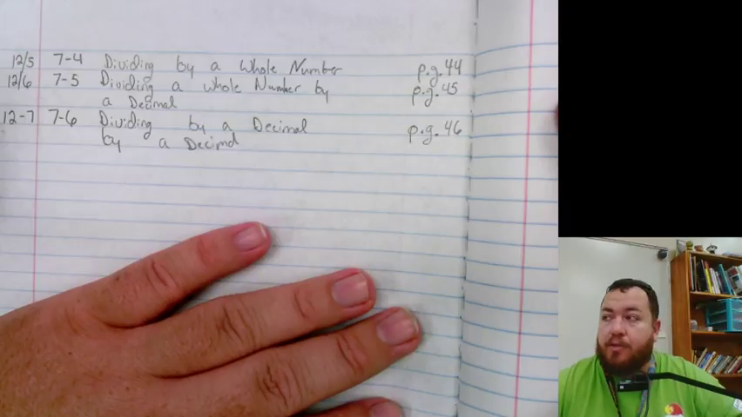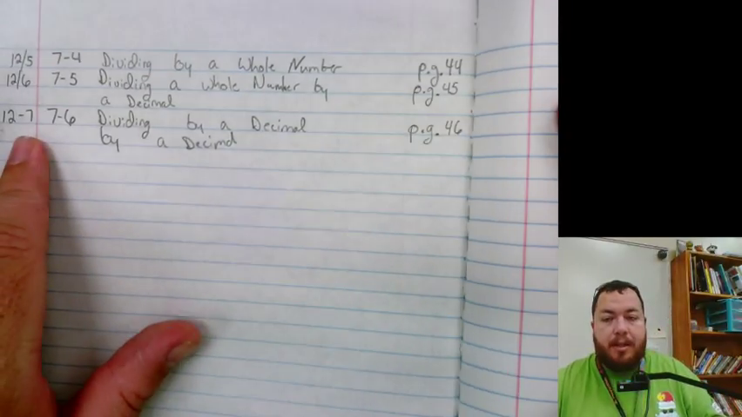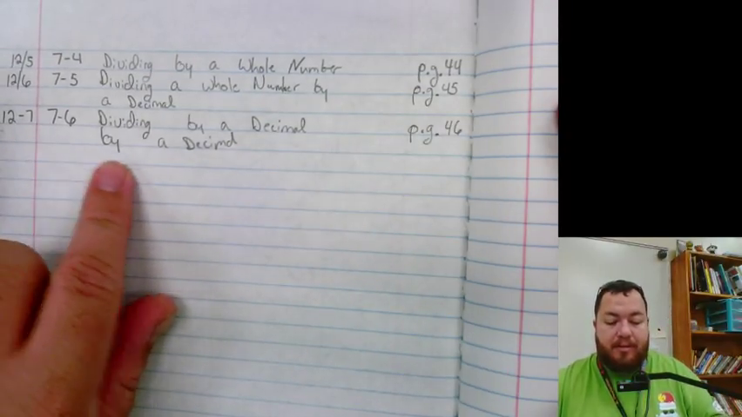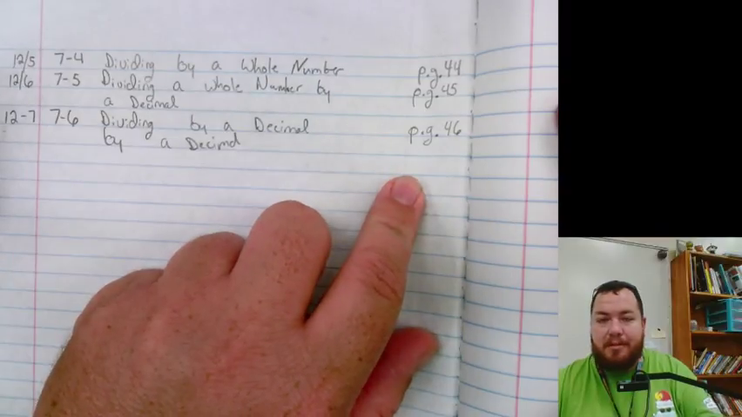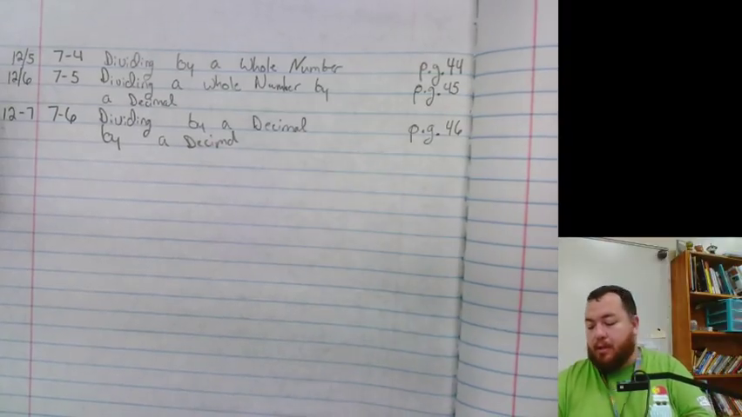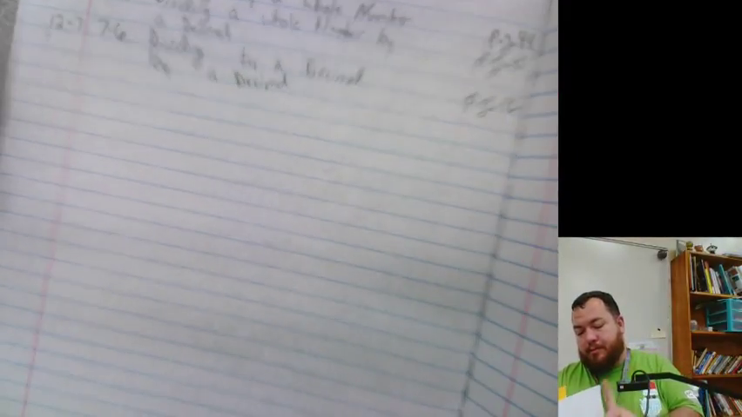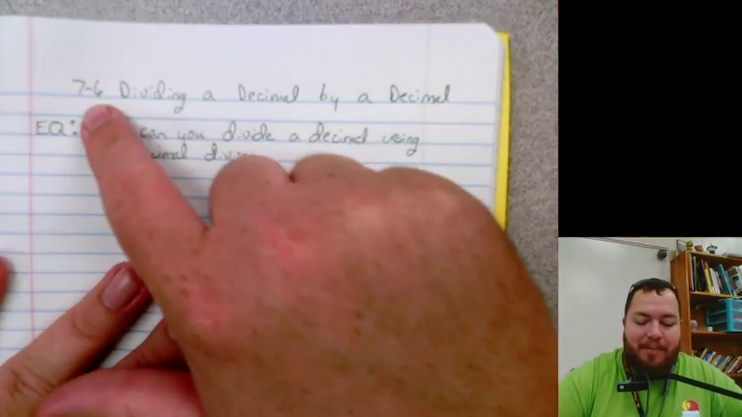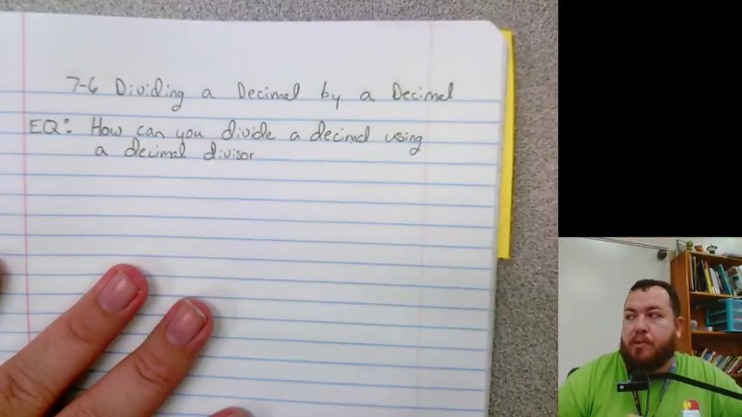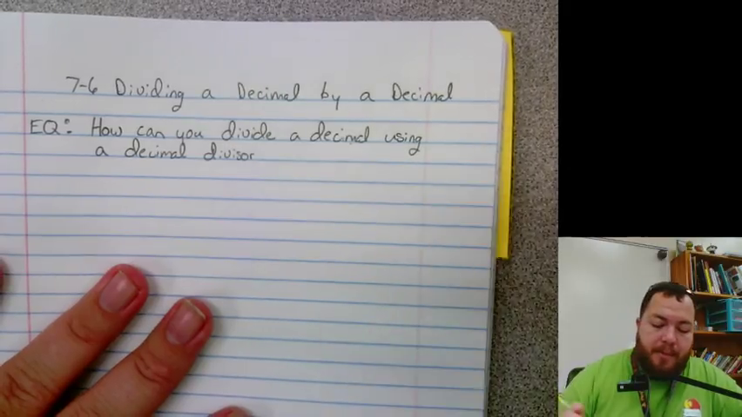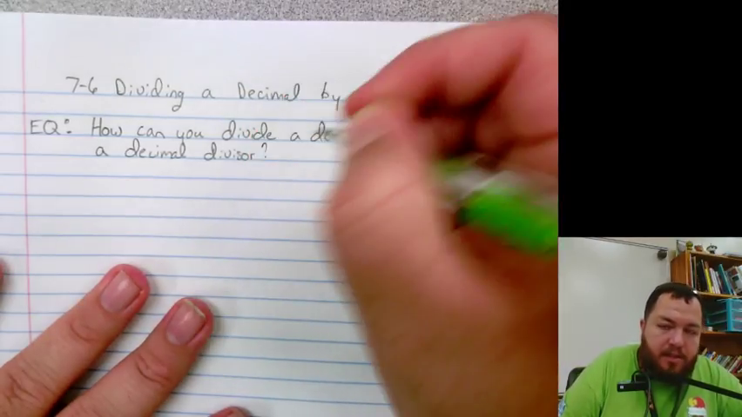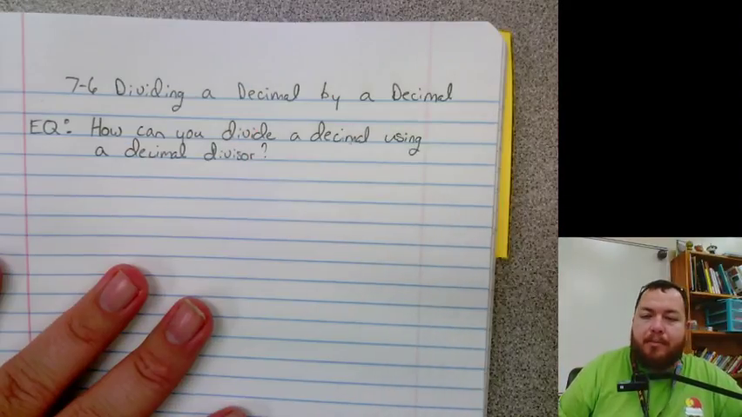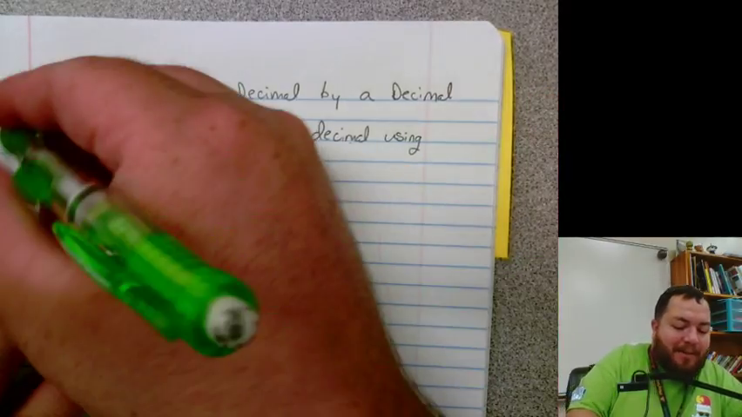guys. So the first thing we need to do is we need to make sure that our table of contents is updated. And then we're going to go ahead and we're going to go to page 46. And we need to make sure that we have our topic, our title, and our essential question. Okay? If you guys need to pause right here to catch up, now would be an excellent time to go ahead and pause.